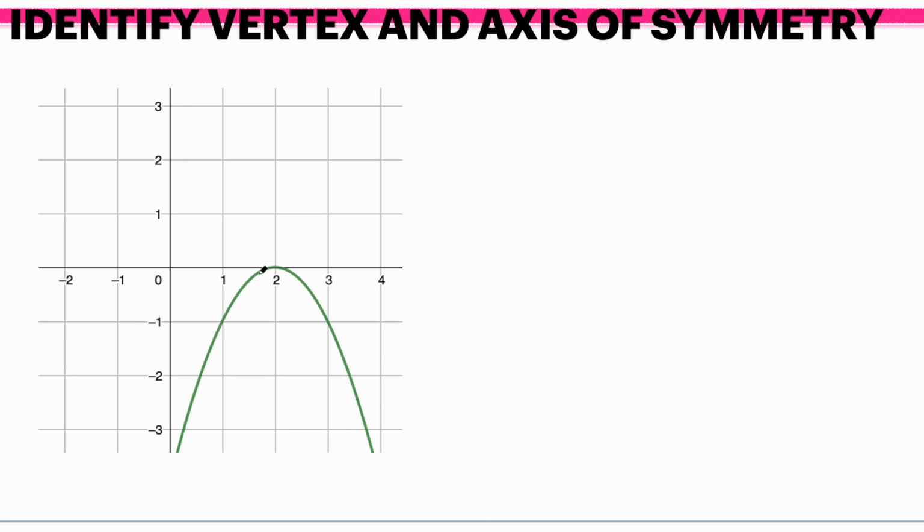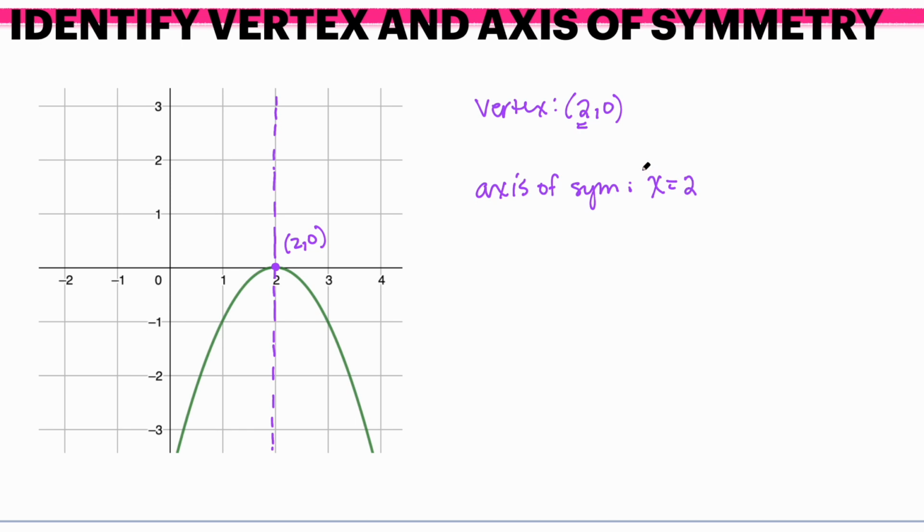Okay, the vertex is either going to be your highest or lowest point, which in this case is going to be the highest point of the graph, and it is the point (2, 0), and the axis of symmetry is going to be a vertical line that goes through the vertex. So I know that the vertex is the point (2, 0), and the axis of symmetry is going to be x equals, again, because it's a vertical line, and you're looking at the x value of the vertex, so it will be x equals 2.